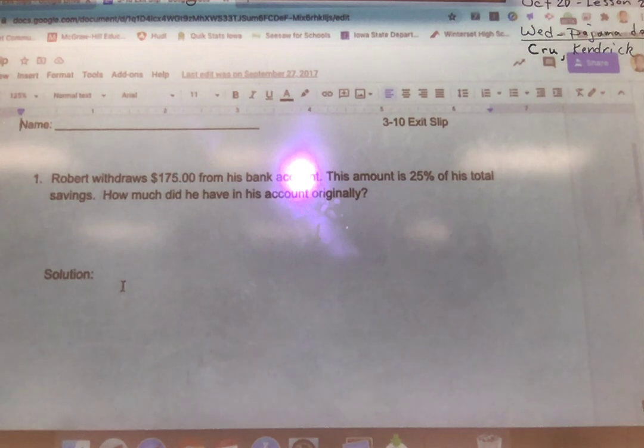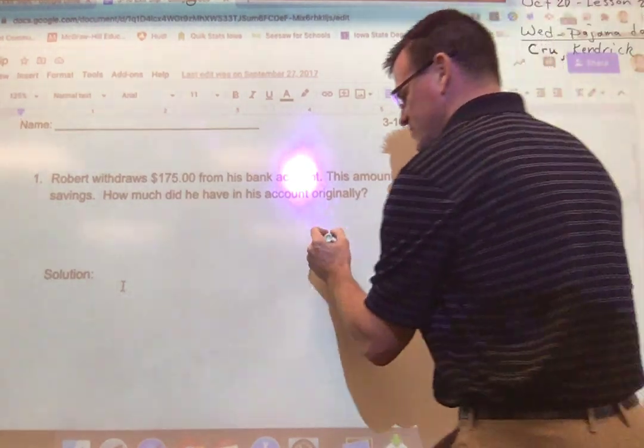Robert withdraws $175 from his bank account. This amount is 25% of his total savings. How much did he have in his account originally? All right, so let's do the ratio rate table.